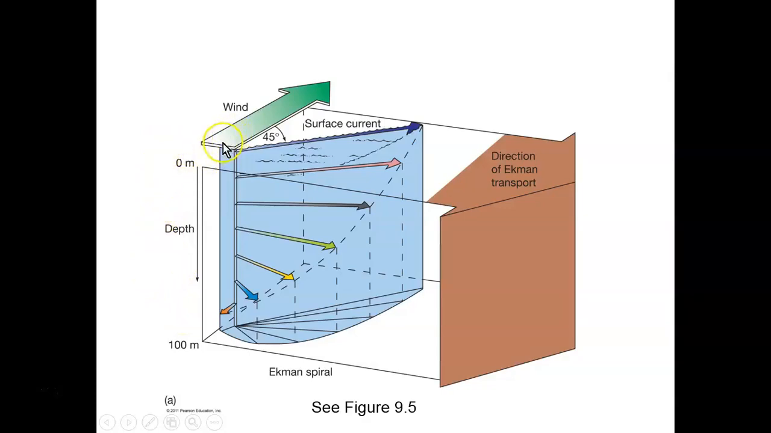Okay, so back to this, we have this big arrow representing the wind. So the wind is blowing, looks like it's kind of towards the north in this image, and then that drags on the surface water, and that surface water is set in motion.